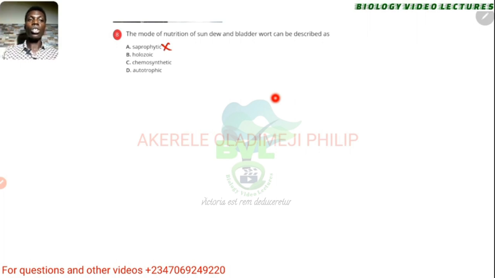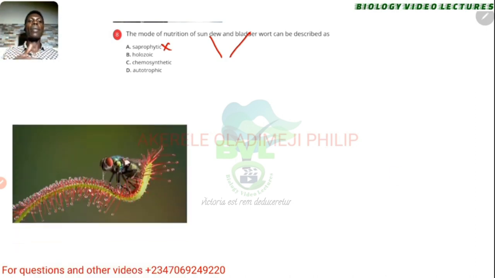Now, let me say this. Sundew and bladderwort are what we call carnivorous plants, which means they cause their prey to be digested. When they say a plant is carnivorous, it means it kills animals, basically. They have apparatus that makes them digest and eat the organism.